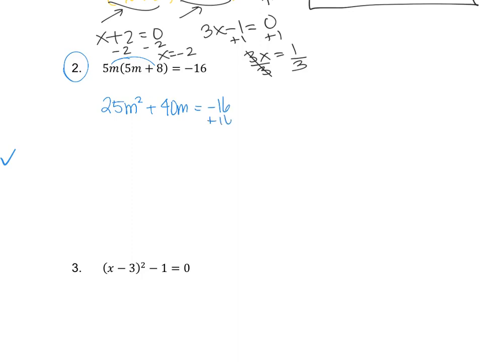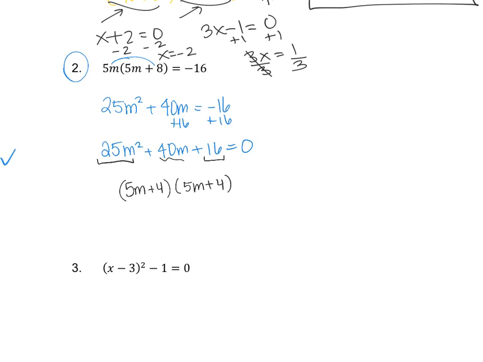If we add the 16 over, because again we want it to be equal to 0, we have 25m squared plus 40m plus 16 equals 0. So again, we want to try and factor that. There's something special you might notice: that's a perfect square and that's a perfect square. So it'll be 5m plus 4, and if we do that, we get another 5m plus 4. If you check, it'll get us that middle.